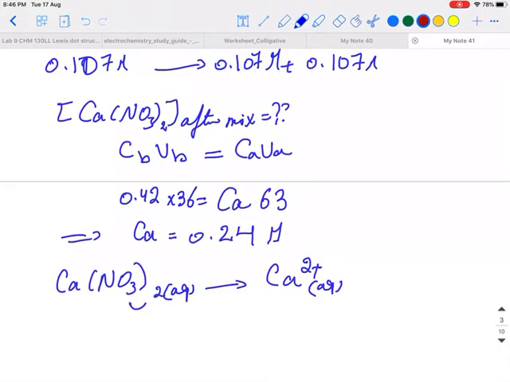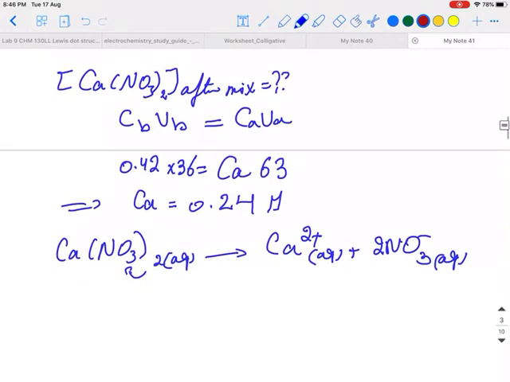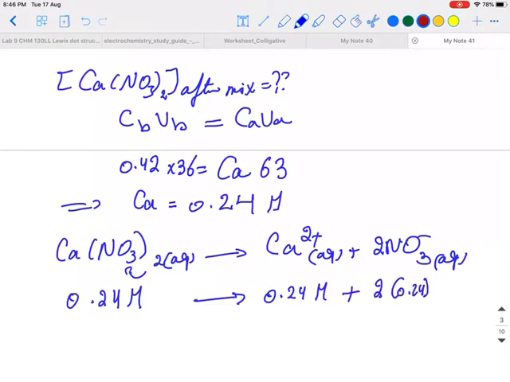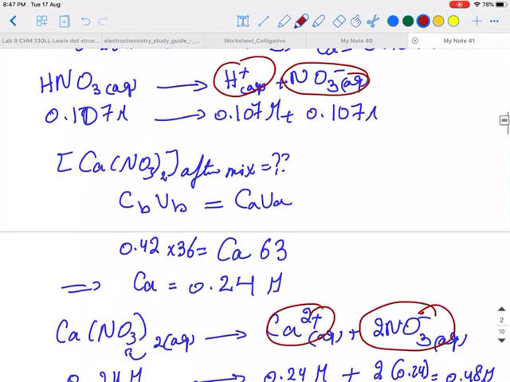Again, calcium nitrate is aqueous, which means it splits into its corresponding ions. So it will give us calcium ion Ca2+ and 2 nitrate ions, 2 NO3−. Again, stoichiometry is applicable. This is ratio 1 to 1, which means the concentration is 0.24. This we have to multiply by 2 since the ratio is 1 to 2, which gives us 0.48 molar. And these are the ions coming from calcium nitrate.